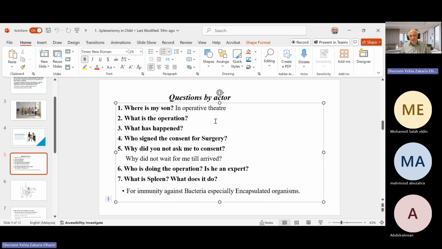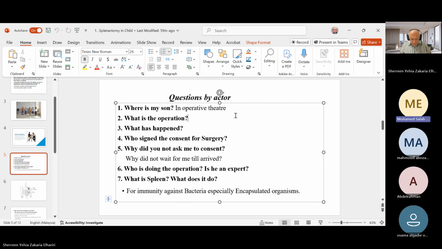So what is the operation? The operation is removal of spleen. The spleen. That's it. What happened to my baby? What happened? Your baby fell down, and there is a fracture of his lower left ribs, which injured his spleen.